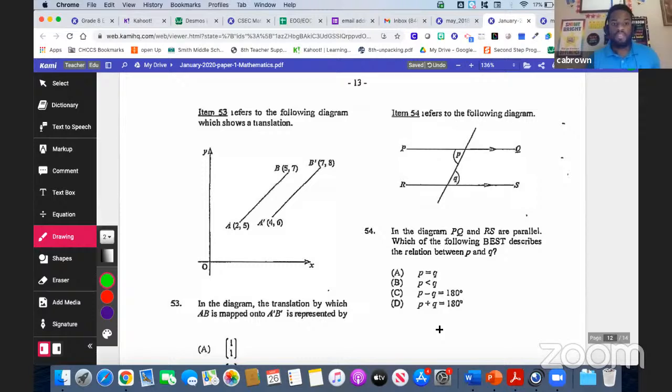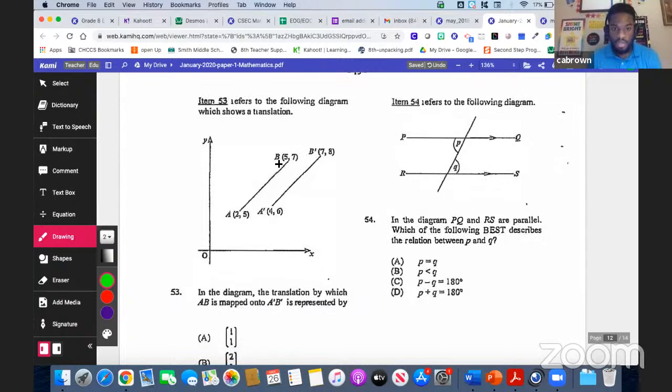53. Item 53 refers to the following diagram, which shows a translation. Translation is a slide. Let's look at the points. B started at 5 and then 7. A was 2, 5, and then it slid. We realized that it increased, it went up. So from 2 to 4, it increased by 2 on the x-axis. And then on the y-axis, this was 5 and this was 6, it increased by 1.